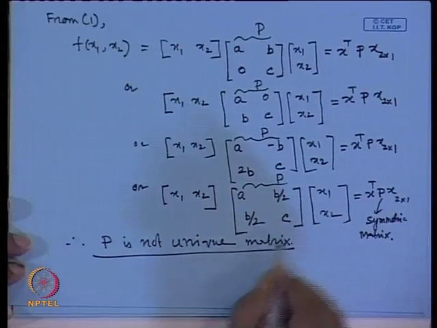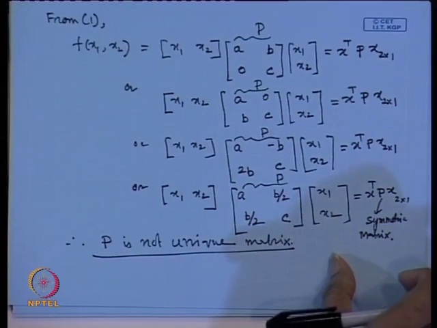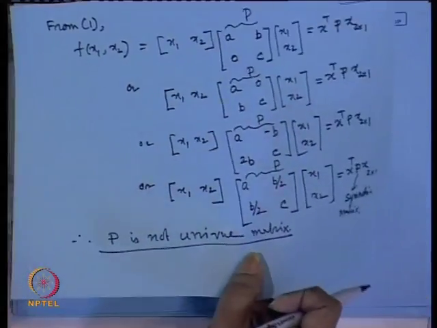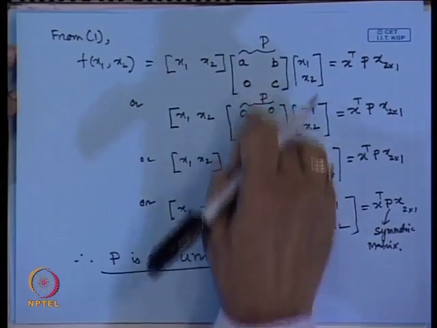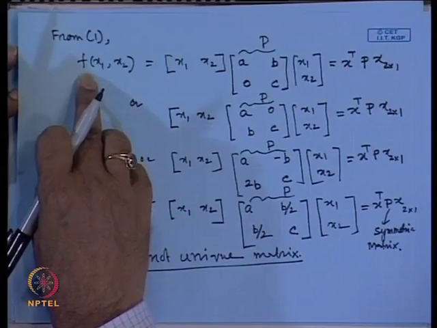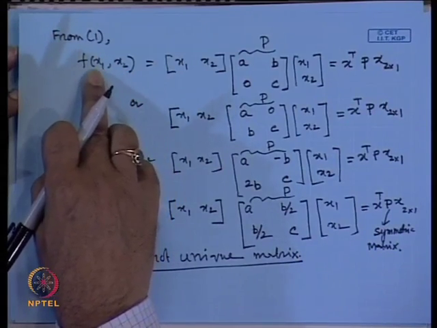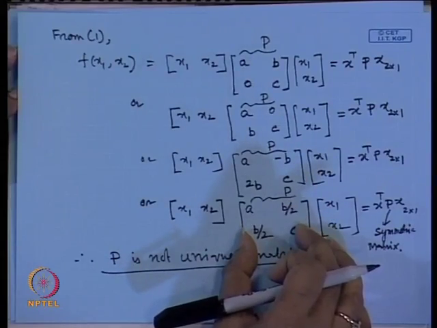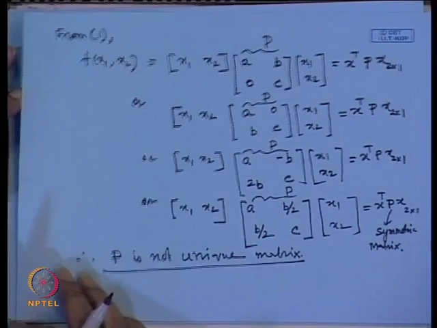Is not unique. So, let us see that in general, we have seen that out of the four P matrices for this example, all give exactly the same value of the expression of f of x 1 and x 2. Out of these, we have considered the symmetric matrix choice.